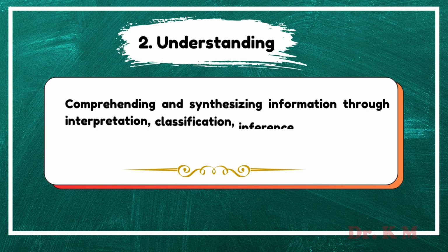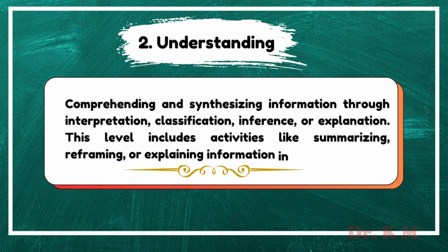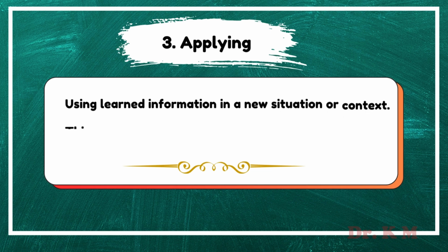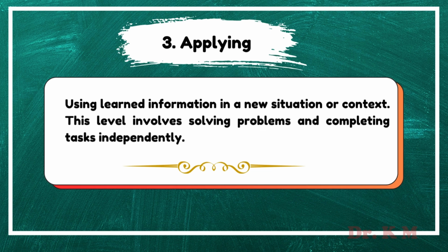2. Understanding. Comprehending and synthesizing information through interpretation, classification, inference, or explanation. This level includes activities like summarizing, reframing, or explaining information in one's own words. 3. Applying. Using learned information in a new situation or context. This level involves solving problems and completing tasks independently.